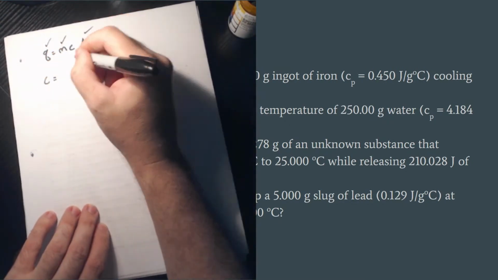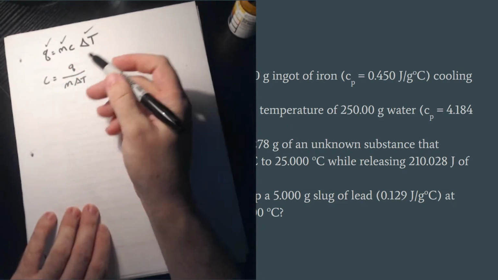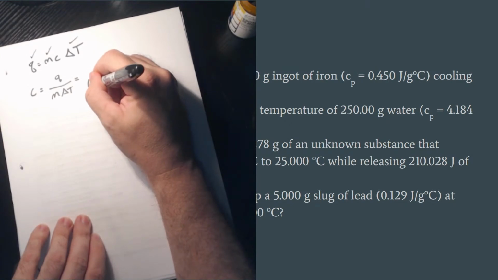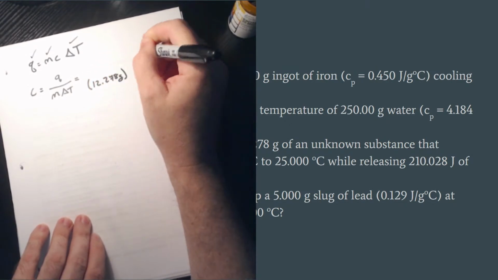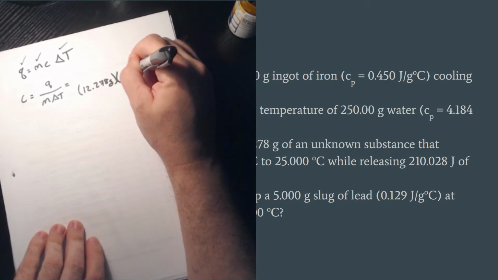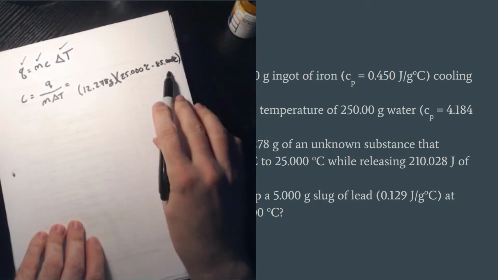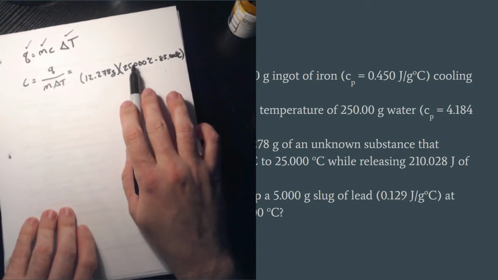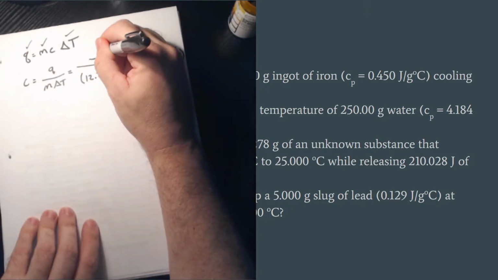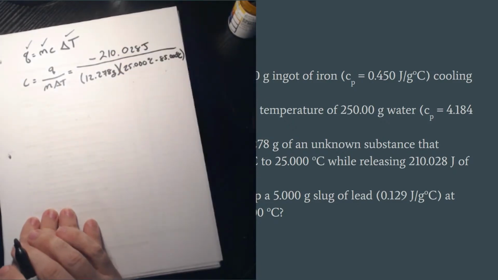So C is equal to Q over M delta T. Okay? Just divide both sides by M, divide both sides by delta T. So our mass was 12.278 grams. Our change in temperature, 25.000 degrees Celsius minus 85.000 degrees Celsius. We started at 85, we ended at 25. And change in temperature means final minus initial. And it released, so negative 210.028 joules of heat. Okay.